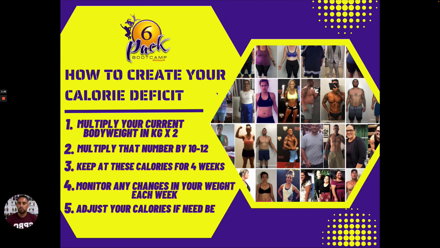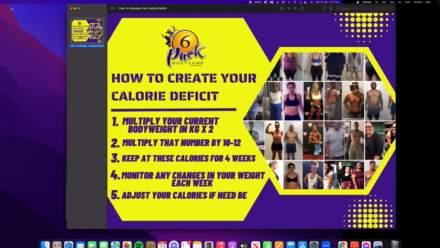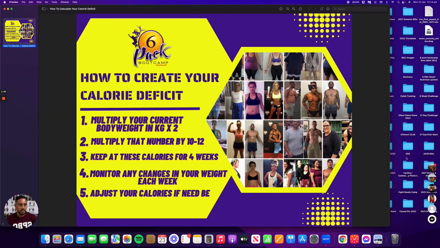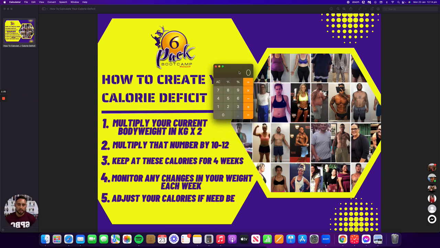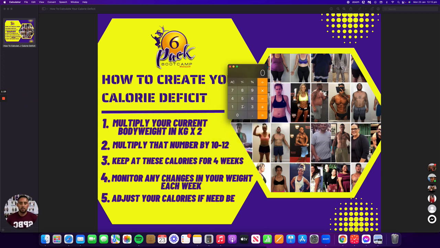Let's give a practical example using a calculator so that you can see how this comes to life in real life. So here's my calculator. Hopefully you can see that. Let's say my body weight right now is 100 kilos. Now I've got to multiply that by 2. That's step 1. That equals 200. Now, I told you to use the higher end, which is 12. So I'm going to multiply that by 12. That equals about 2,400 calories.